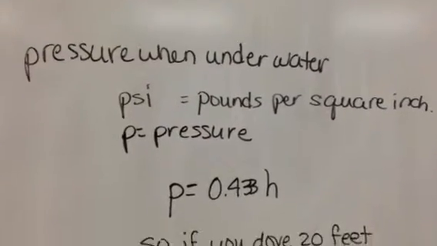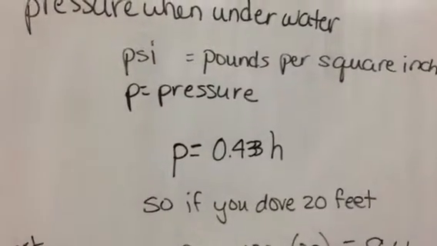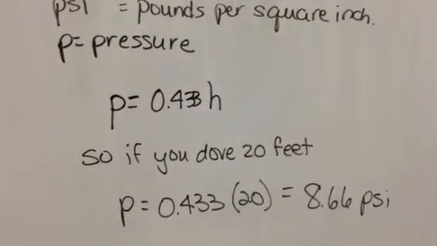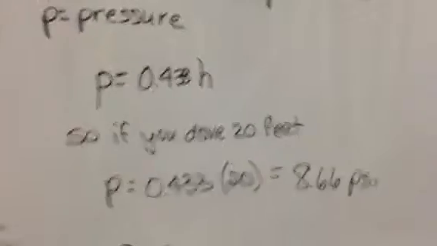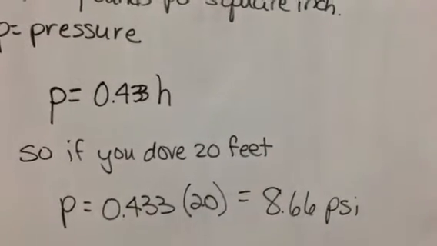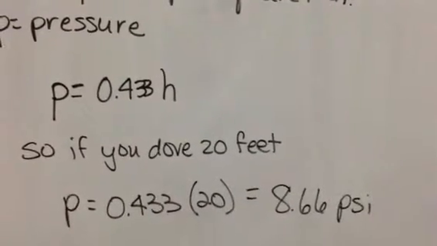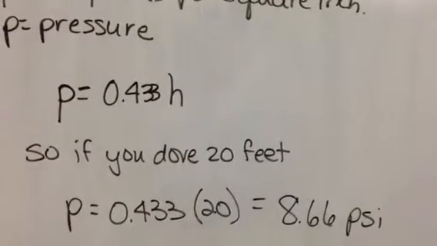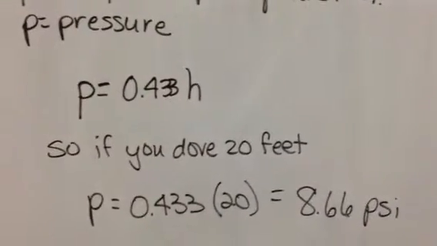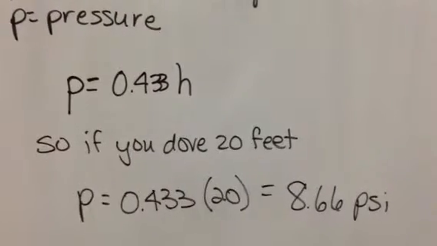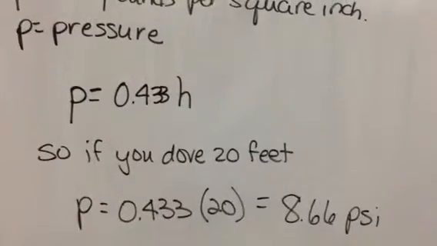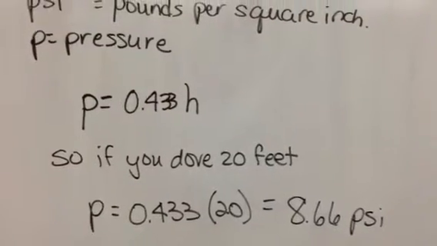I wrote the threes really close there. So if you dove 20 feet in the water, you say the pressure is 0.433 times 20, because that's the height. And then you get the pressure per square inch is 8.66. So there'll be some examples in your homework for problems like this with this formula, P equals 0.433H.